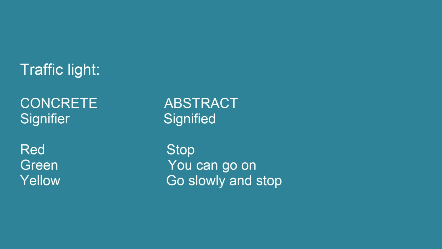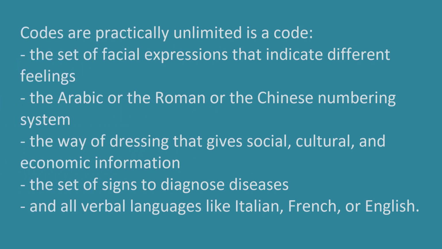The red light means to stop. The green light corresponds to the possibility to proceed, and the yellow light invites us to be careful and slow down in order to stop at the red light that will shortly follow. Codes are practically unlimited. A code is the set of facial expressions that indicate different feelings, the Arabic or the Roman or the Chinese numbering system, the way of dressing that gives social, cultural, and economic information, the set of signs to diagnose diseases, and all verbal languages like Italian, French, or English.